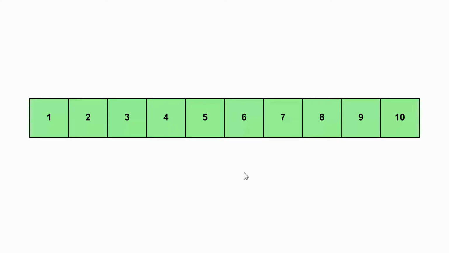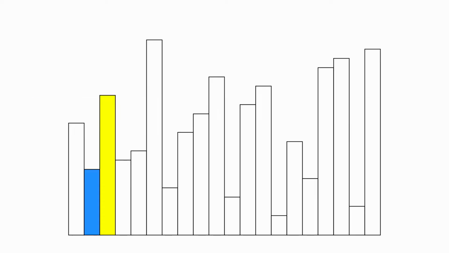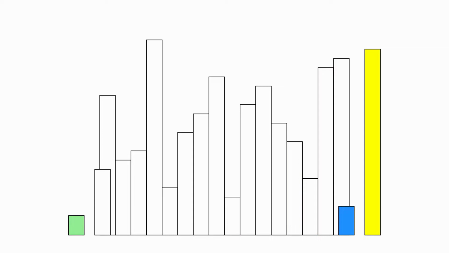But I also want to show you a different way to visualize this. So here we have rectangles instead, and their height corresponds to their value. So it's the exact same thing. Whenever we find a new shortest rectangle, we put it in the sorted partition.